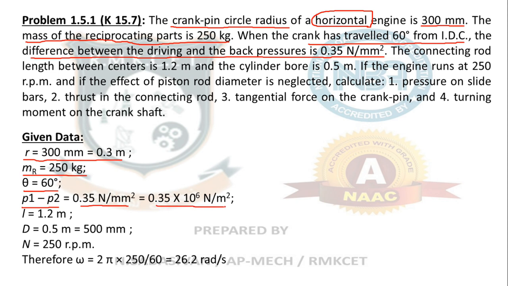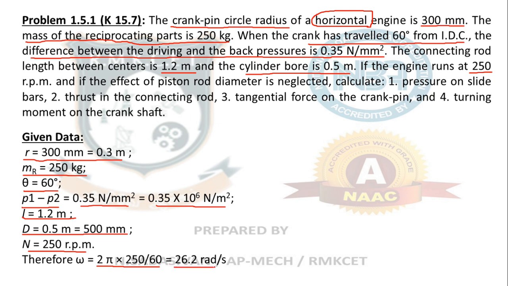Okay, connecting rod length is 1.2 meter. Then cylinder bore diameter is 0.5 meter, so capital D is 0.5 meter, 500 mm, keep it as 0.5 meter itself. The engine runs at 250 rpm, so N is 250, so from that you calculate omega, 2 pi N by 60, 2 pi into 250 by 60, that is 26.2 rad/s.